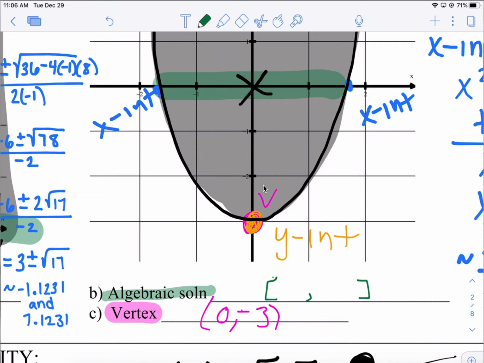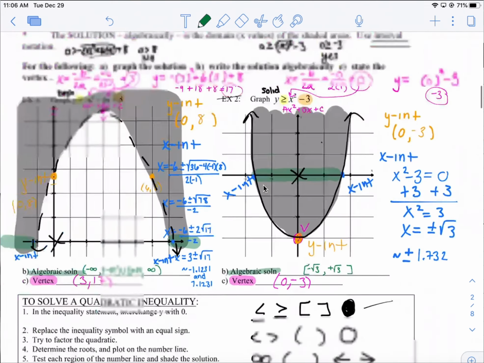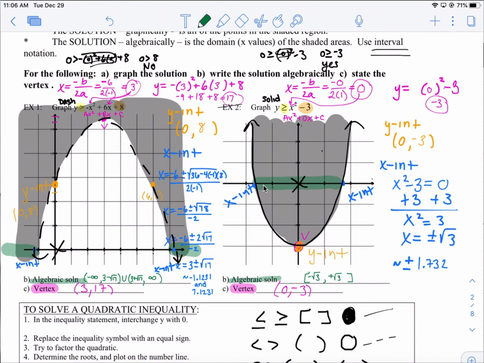My two x-intercepts are that negative square root 3 and a positive square root 3. Make sure you use the square roots. We're not going to do the decimals because then we get into rounding. Okay. All right, if you missed anything on the top, go ahead and copy that now. We're going to go down to the bottom. Bottom should go a little quicker.